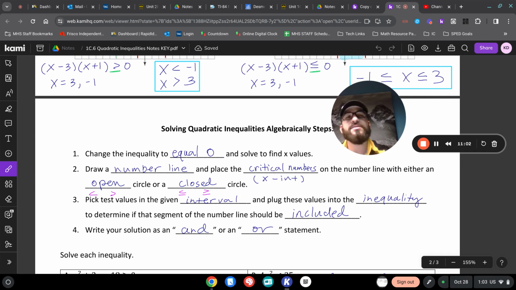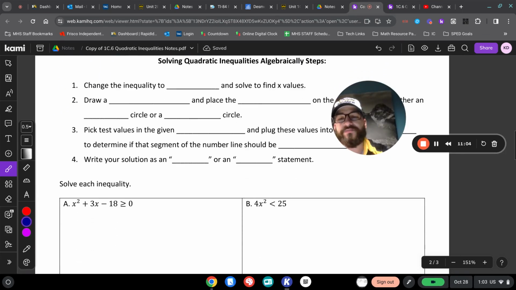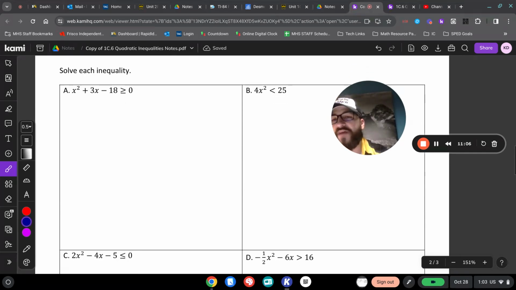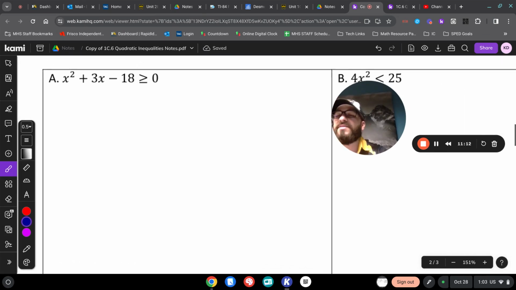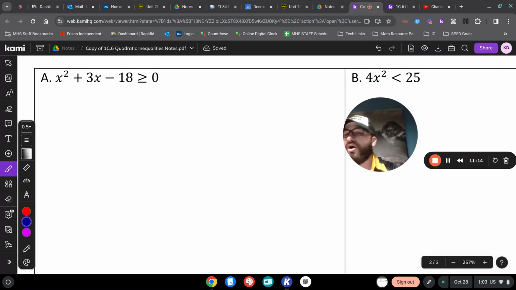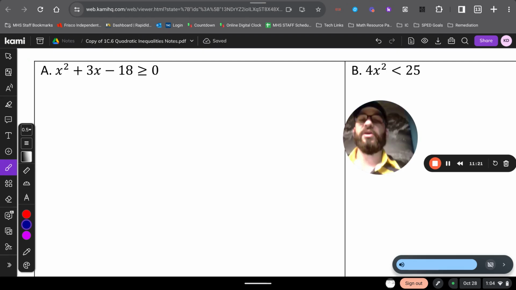Okay, so let's look at an example for this. Number one, we have x squared plus 3x minus 18 is greater than or equal to 0. So our first step has already been done for us. This one is already set up where our 0 is on one side of the inequality. So we're going to move on to our next step, which is to factor this.